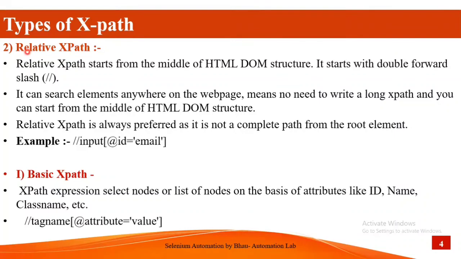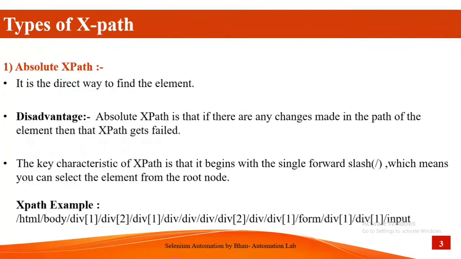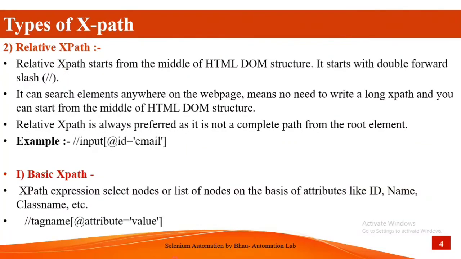So guys, hope you now have a better idea of the difference between absolute and relative XPath, and which we need to prefer and which we should not prefer while working with real-time scripts. Okay, let's try to create a basic XPath.